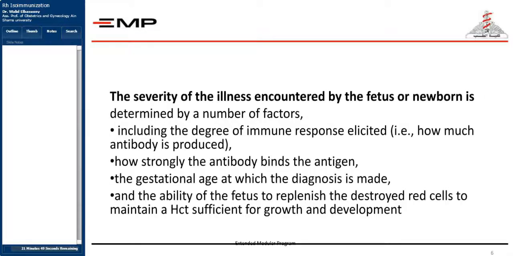The severity of the illness encountered by the fetus may be determined by a number of factors, including the degree of the immune response elicited, how much antibody is produced, how strongly the antibody binds the antigen, the gestational age at which the diagnosis is made, and the ability of the fetus to replenish the destroyed red cells to maintain a hematocrit sufficient for growth and development.